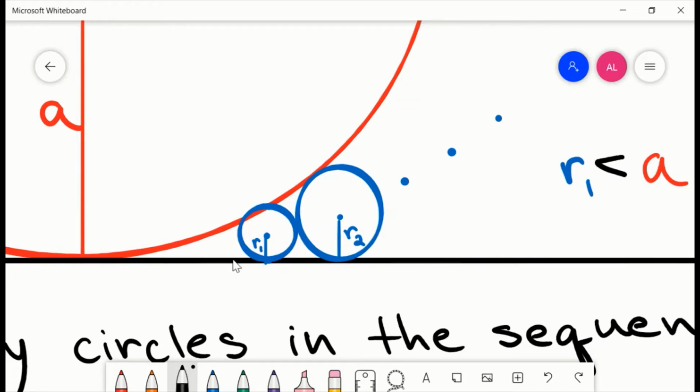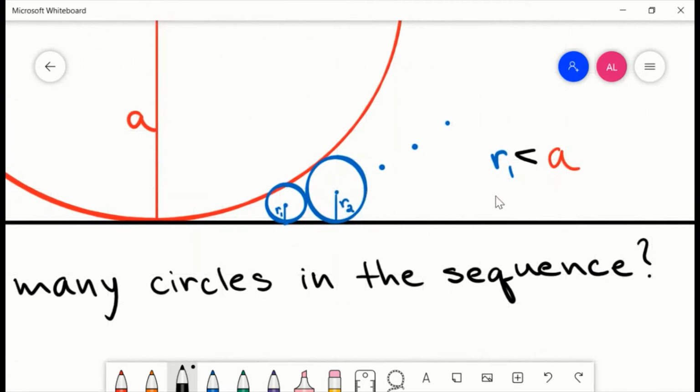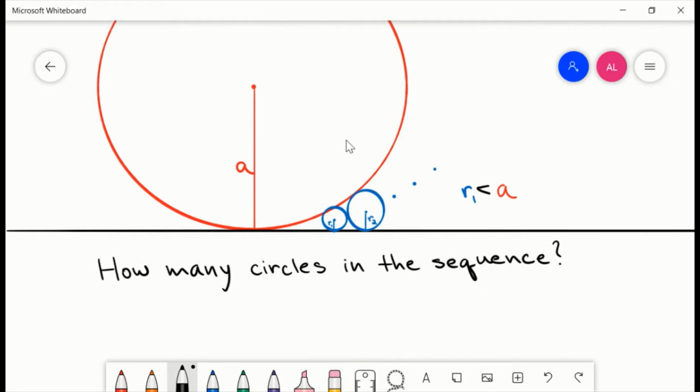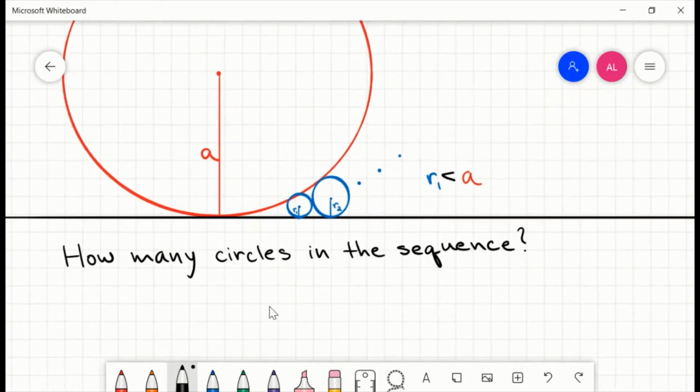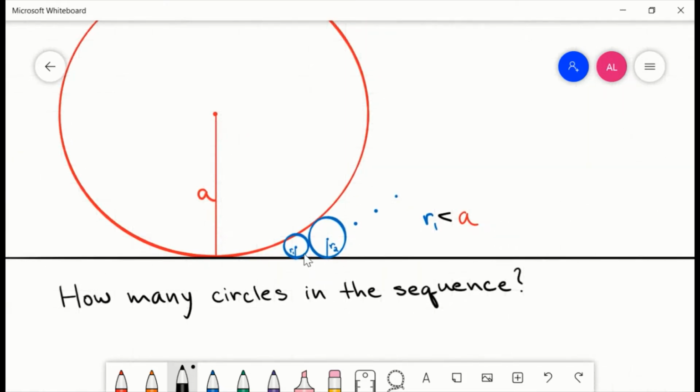We can also construct such a circle here, and in fact we can construct an infinite chain of circles that goes from R1 to the left, but our chain will go to the right. Of course we are assuming that R sub 1 is less than A, so this circle is less than this circle. And then we want to ask how many circles are in the sequence. In other words, after how many circles will we not be able to construct another circle?